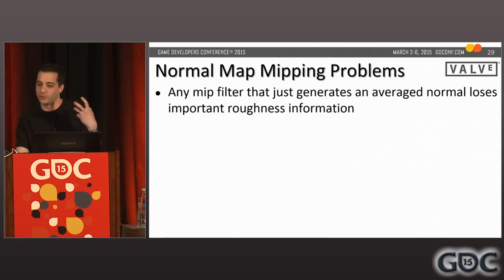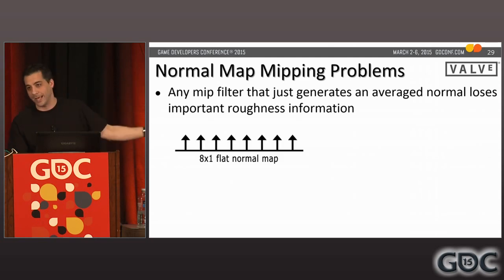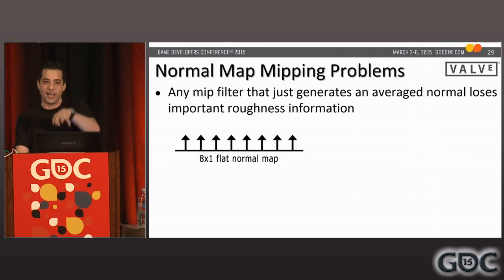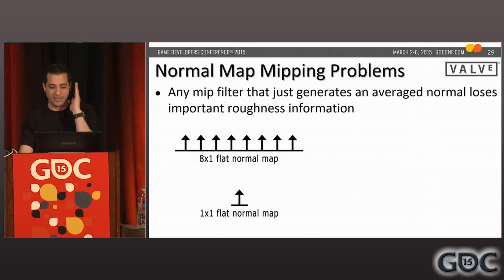Any MIP filter that generates an average normal is going to lose roughness information. Okay? So let's look at an 8x1 flat normal map. You have 8 normals, flat, pointing all up. As we MIP that down to a 1x1, you're going to get the perfect answer. It's going to be a flat normal, which is exactly what that 1x1 should look like. Congratulations, your math works great.